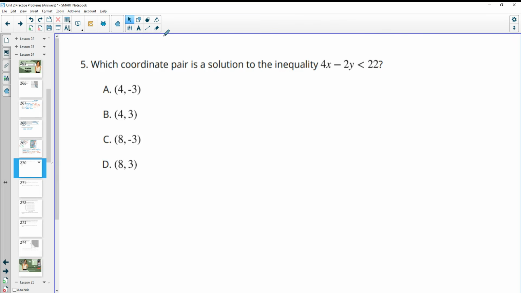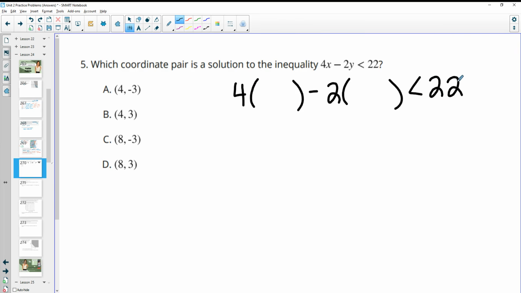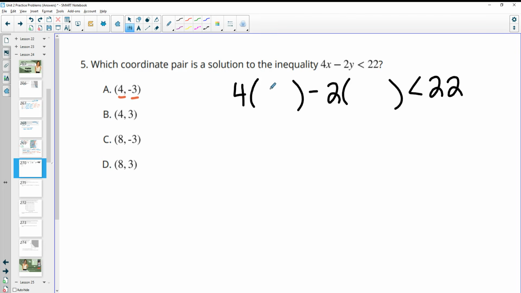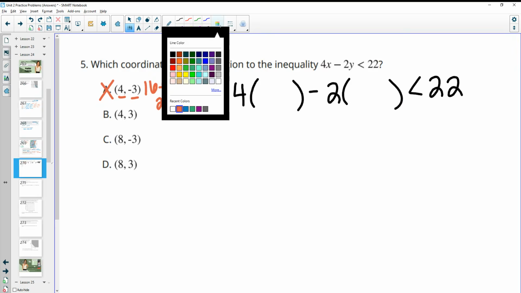Number 5, which coordinate pair is a solution to this inequality here? I'm just going to write this out. 4 times x minus 2 times y needs to be less than 22. And we're just going to plug these in. So 4 and -3: 4 for x, -3 for y. We get 16 plus 6 on the left, which is 22. Is 22 less than 22? No, that's equal to 22. So that one's false. So we'll plug in the next one.